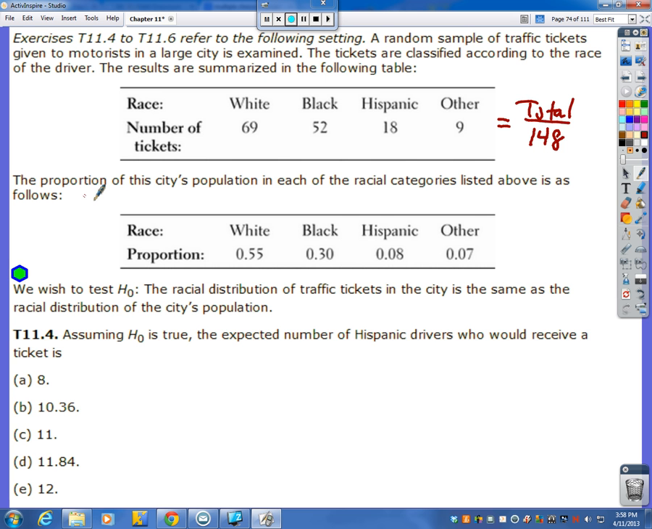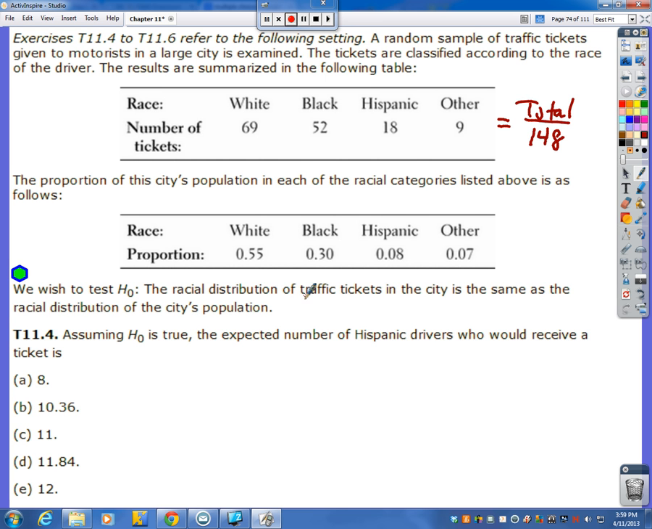Okay, the proportion of the city's population in each of the racial categories listed above is as follows. So this city has a 55% white population, a 30% black population, an 8% Hispanic population, and a 7% other population. We wish to test the null hypothesis: the racial distribution of traffic tickets in the city is the same as the racial distribution of the city's population.